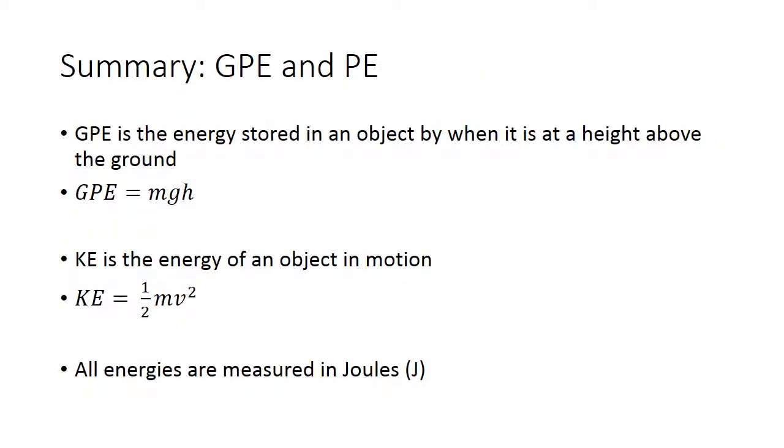So in summary, we learned about two forms of energy today: gravitational potential energy and kinetic energy. Gravitational potential energy is the energy stored in an object when it is at a height above the ground level. We calculate that as mgh. Kinetic energy is the energy of an object in motion. We calculate that as 1/2 mv squared. And all energies are measured in joules.